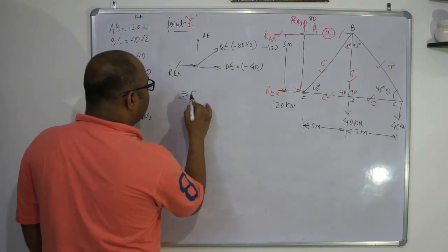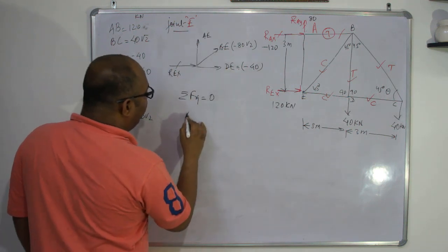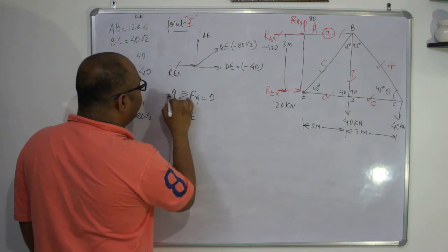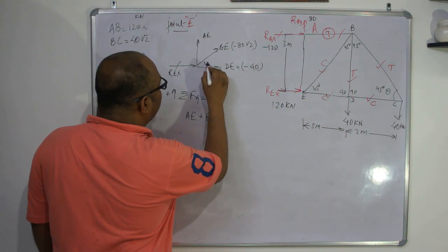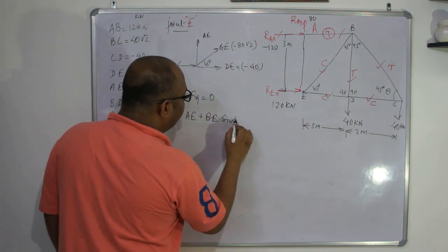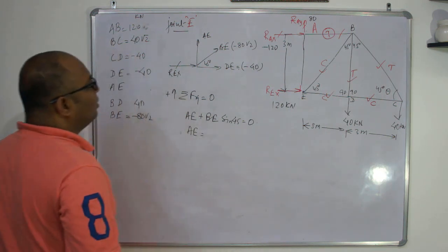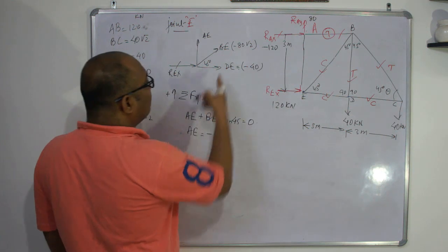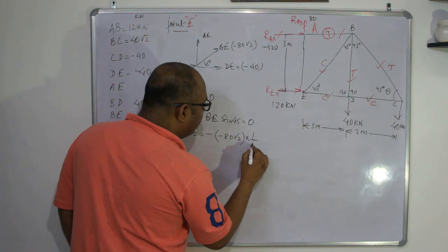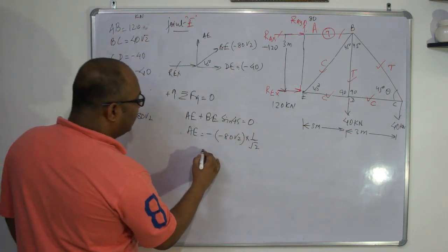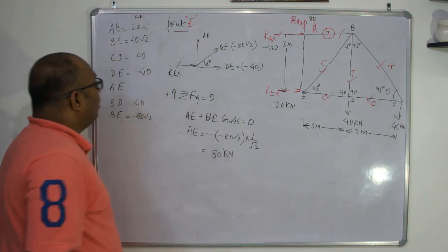I will go directly for summation Fy equals to 0. Taking upward direction as positive, AE plus BE sin 45 equals to 0, if this angle is 45. AE will be equal to minus of BE, which is minus 80 root 2 multiplied by 1 by root 2. This root 2 will cancel out. This value will become 80 kilonewton.